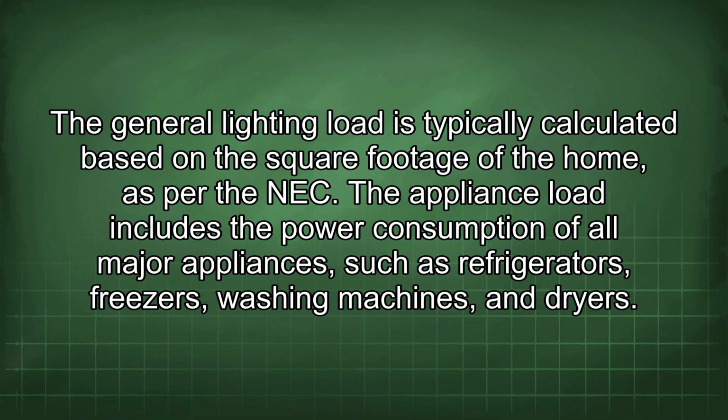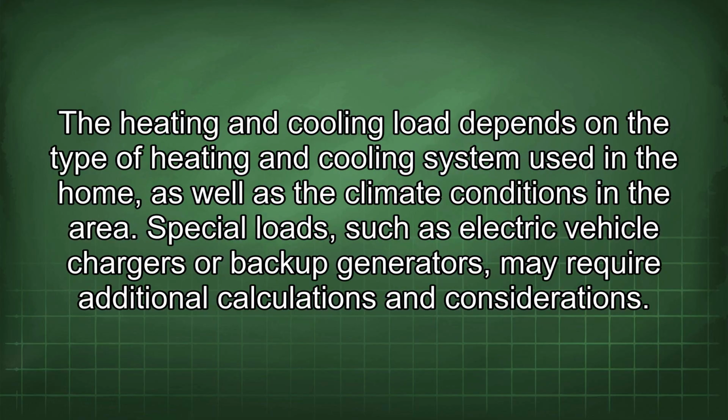The general lighting load is typically calculated based on the square footage of the home, as per the NEC. The appliance load includes the power consumption of all major appliances, such as refrigerators, freezers, washing machines, and dryers. The heating and cooling load depends on the type of heating and cooling system used in the home, as well as the climate conditions in the area. Special loads, such as electric vehicle chargers or backup generators, may require additional calculations and considerations.